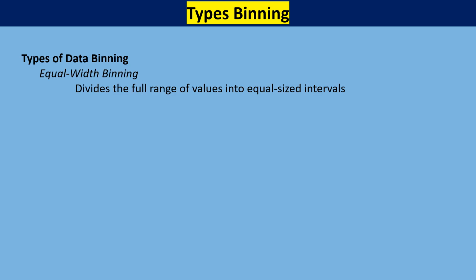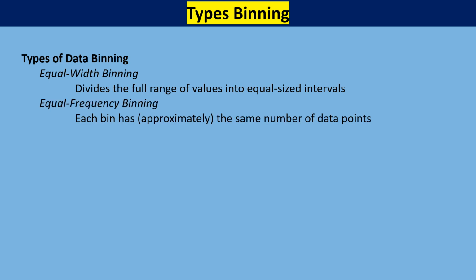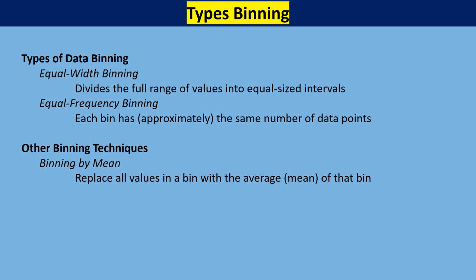Types of data binning. Equal width binning divides the full range of values into equal-size intervals. Equal frequency binning: each bin has approximately the same number of data points. Other binning techniques: binning by mean replaces all values in a bin with the average, or mean, of that bin. Binning by boundaries replaces values with the nearest bin edge.